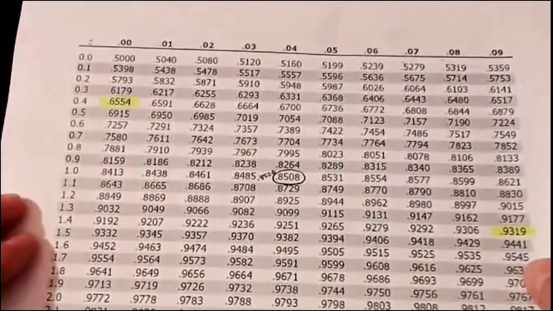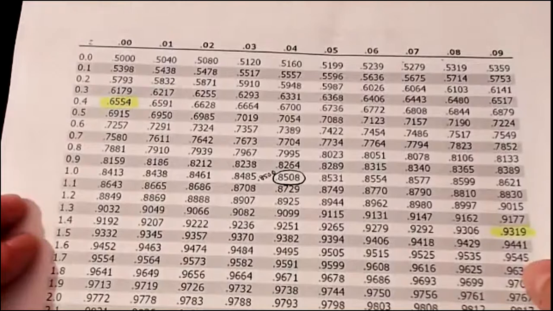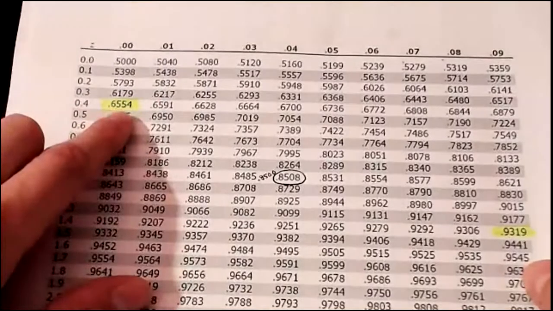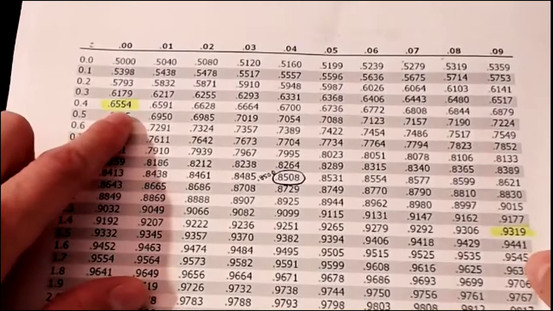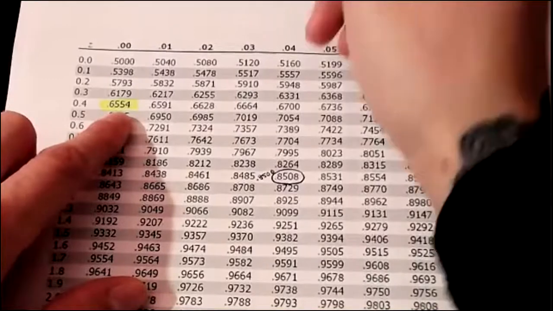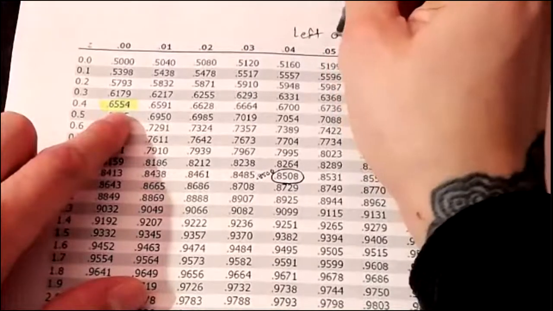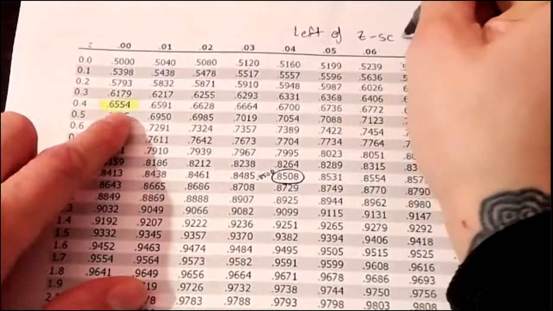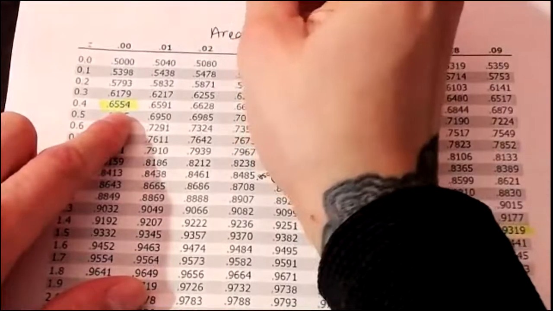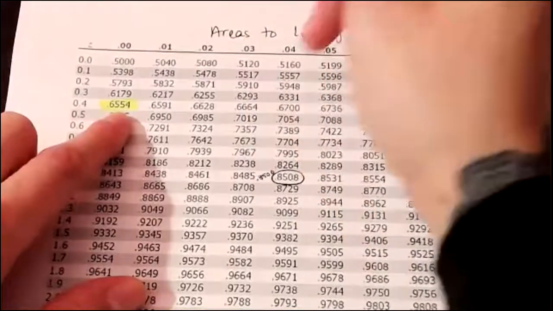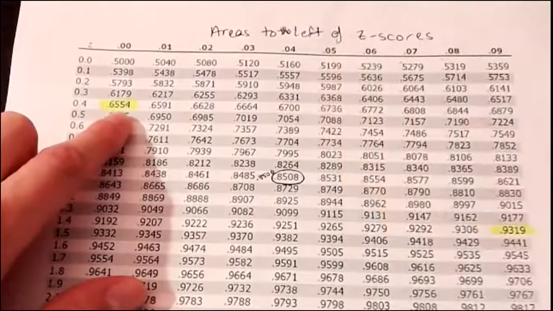So I have a question. If we convert the 0.6554 into a percentage, would that be like 65%? It would be 65.54%. Yep, exactly. Are these all the areas still left of the z-score? Yes. Can we write that down on there? Yeah. Areas to the left.